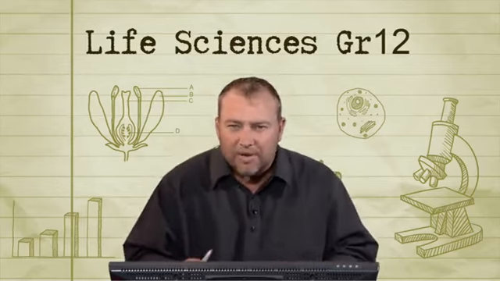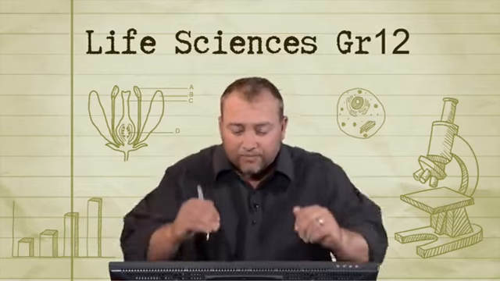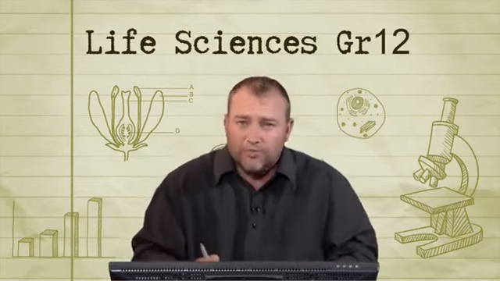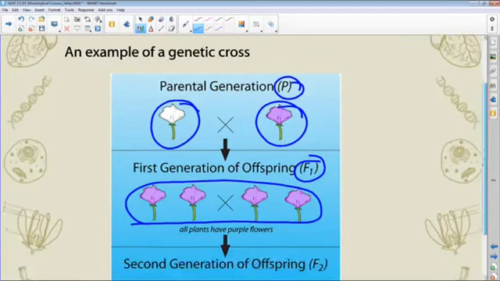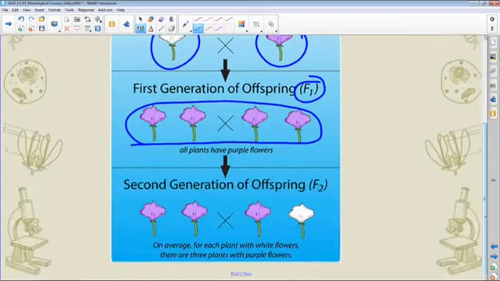These are easy to remember. And then in this case, they went and crossed the offspring. And if they cross the offspring, you will notice, if I go down there again, in this case, we had 3 pink and 1 white.